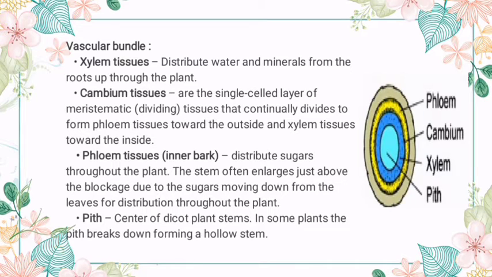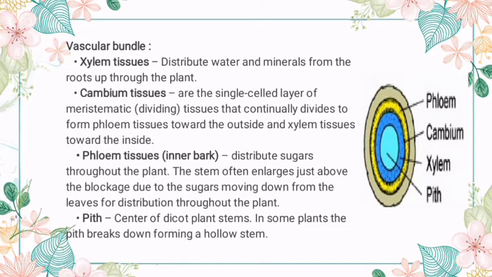Next is the phloem tissues or the inner bark. Distribute sugars throughout the plant. It's important to understand what happens when the phloem is blocked, as when a tree is girdled with a tie or rope. The stem often enlarges just above the blockage due to the sugars moving down from the leaves for distribution throughout the plant. Tissues below the blockage slowly starve. Roots die back, eventually leading to death of the plant.